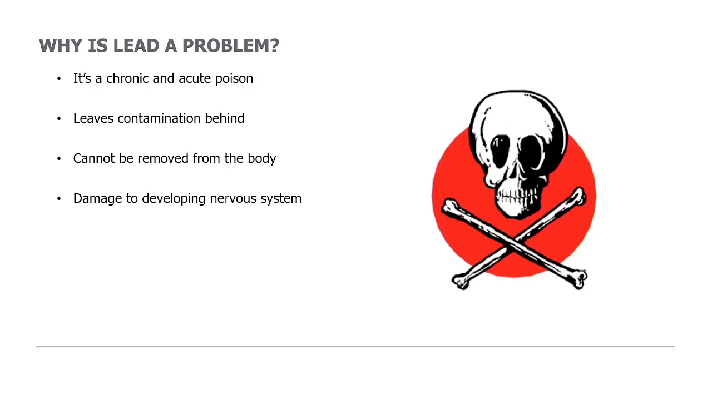And so why is lead a problem? Like I said, it can't be destroyed. It also can't be removed from the body. This is a chronic and also an acute poison. It does damage to a developing nervous system, so it can really cause problems in kids.